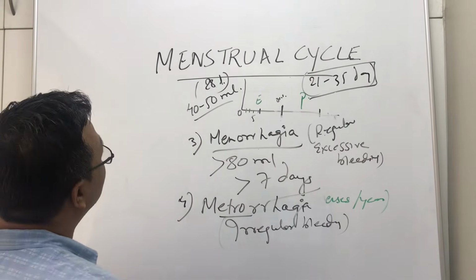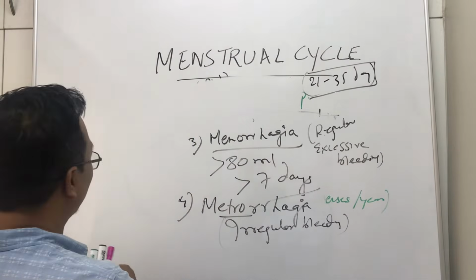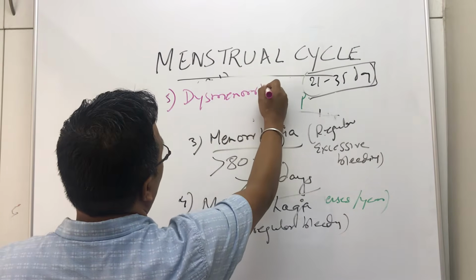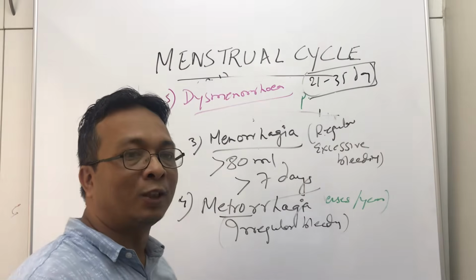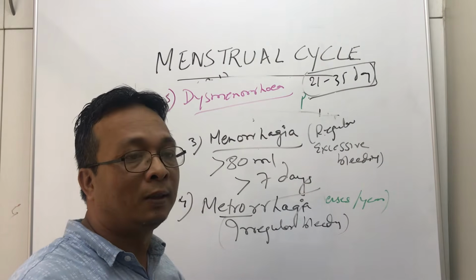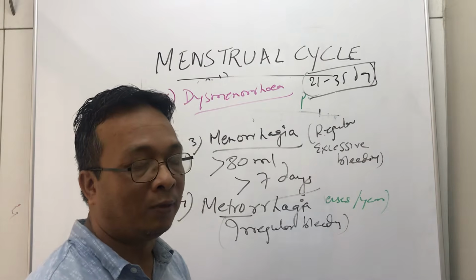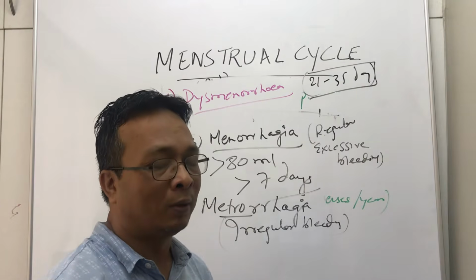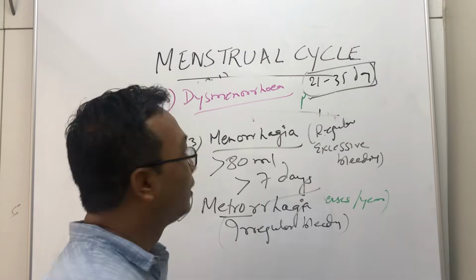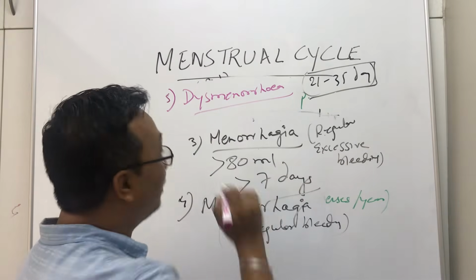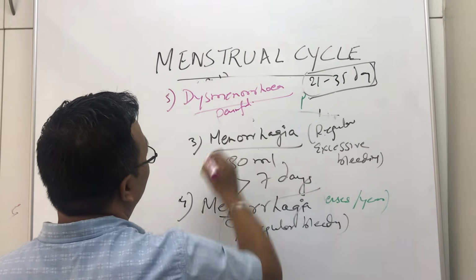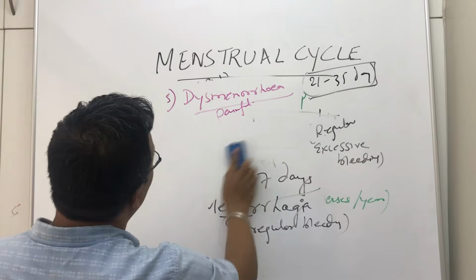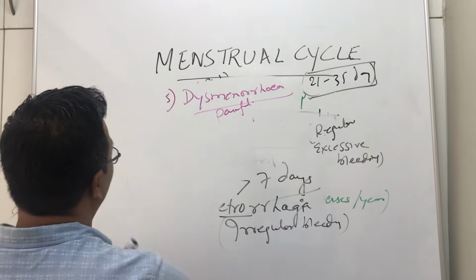Then the number 5 terminology is dysmenorrhea. When menstruation is associated with pain, so painful that it affects the quality of her life and she cannot perform her day-to-day activities, then we call it dysmenorrhea. So painful menstruation is dysmenorrhea. We'll discuss in detail, don't worry. And the number 6 term related to the menstrual cycle is amenorrhea.